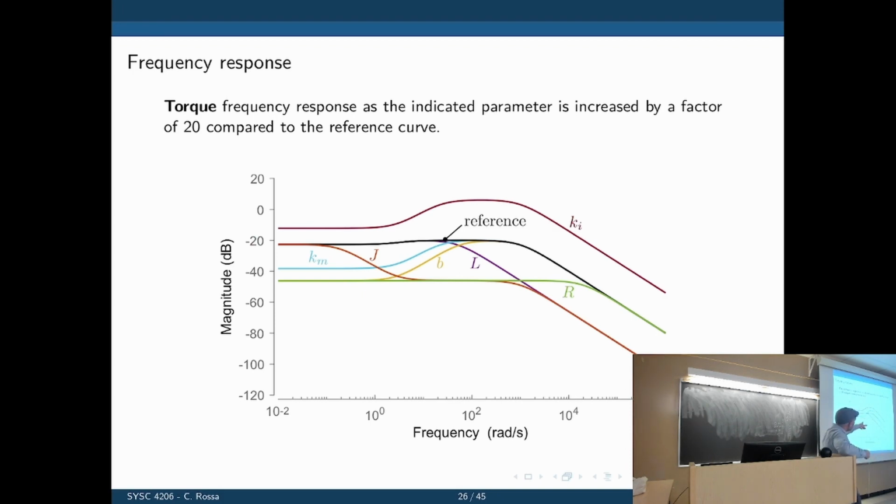The inductance playing a big role here. Why is that? The inductance is basically shifting the cutoff frequency to the right. That's not what we want. Why is that happening? Because the inductance opposes changes in current. So the greater the inductance, the less frequently we can change the direction of the current, and therefore the torque, because the torque is proportional to the current. Right?